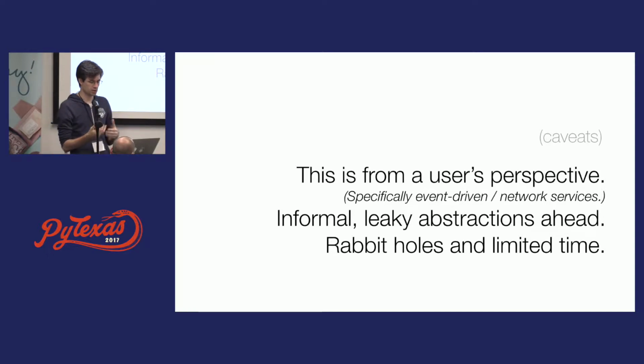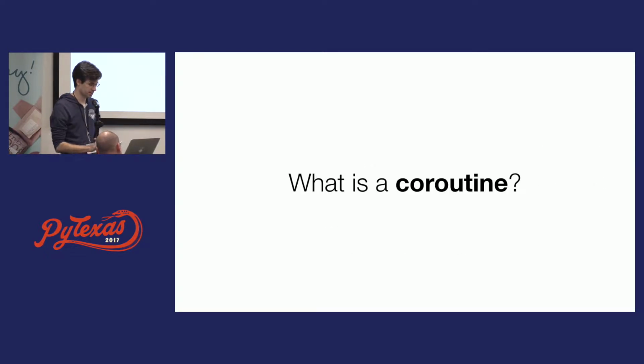Because there's a decent chunk of content, it's going to be informal, and I'm going to be simplifying some things, so leaky abstractions lie ahead. And again, when you talk about things like coroutines and generators and network services and sockets, there are a lot of rabbit holes, and we've got limited time. So come grab me afterwards if you have any questions, if you want to go deeper. If I say anything incorrect, I love to be corrected. So come tell me about that later.